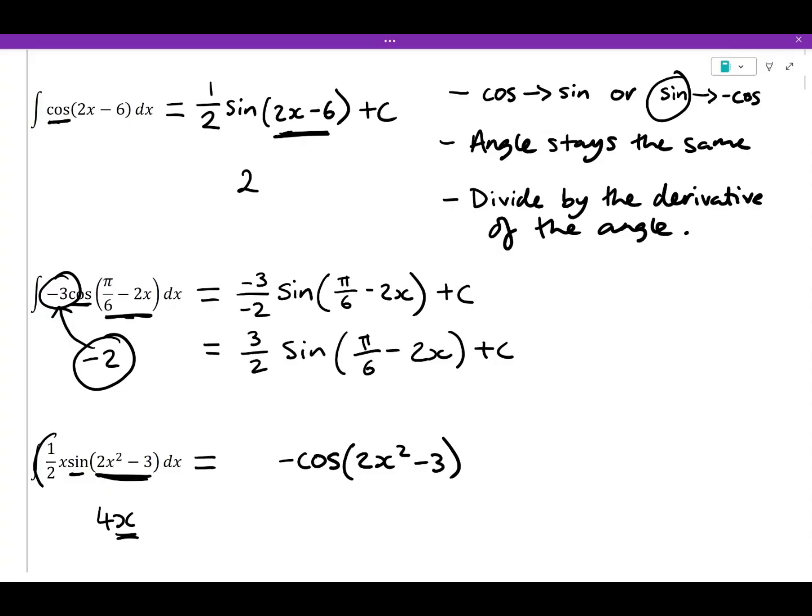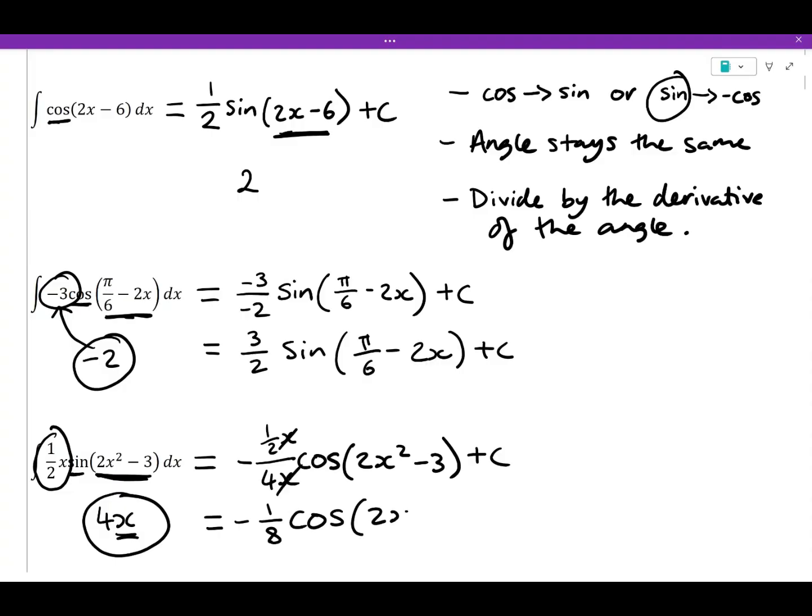Okay, so we're going to take the initial half x that was written in front, and we're going to divide by the 4x. So what I'm going to do is just shift this negative sign just to make a bit of space. And I'm going to write in my half x, which I'm going to divide by the 4x. And then we just need to do plus c. Then let's just simplify. If we have a half divided by 4, that gives me an eighth. So we'd have negative an eighth, and the x's will cancel. So we're just left with then the cosine of 2x squared, take 3, multiply by the negative eighth, and then plus c.